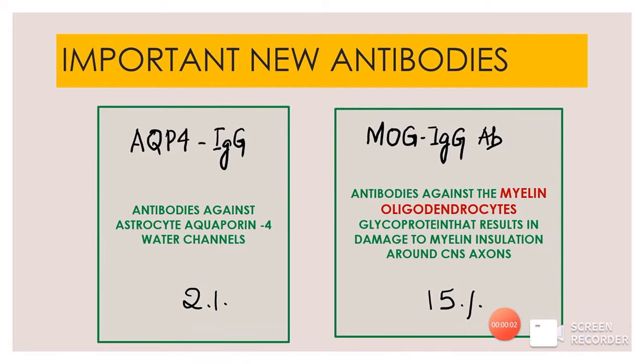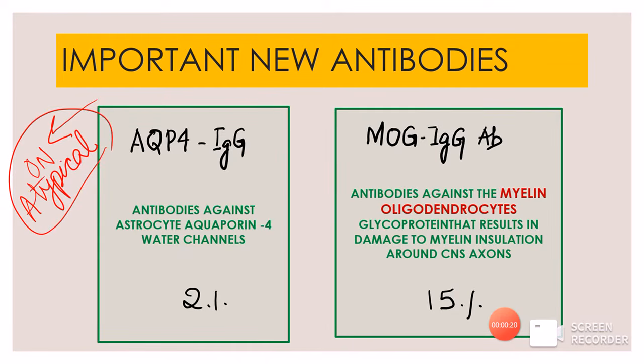One more thing I want you to know is that the presence of aquaporin-4 antibodies and MOG antibodies will make the patient fall into a category of optic neuritis which is not typical, right? So this is called atypical optic neuritis, okay? That is point number one.